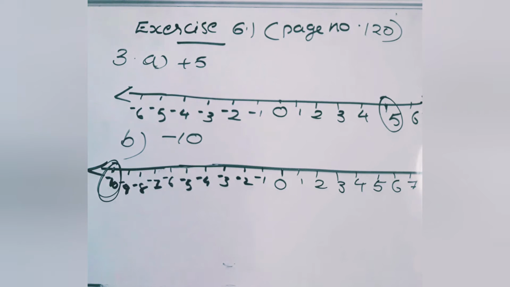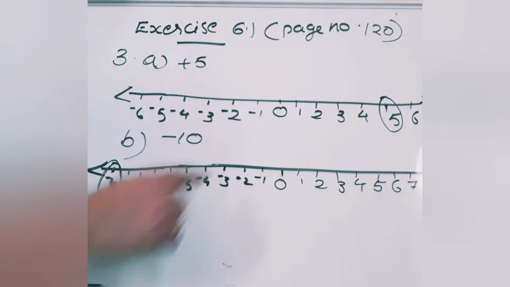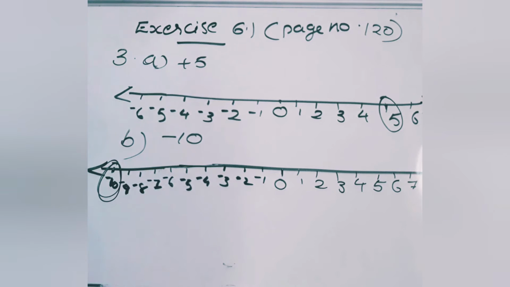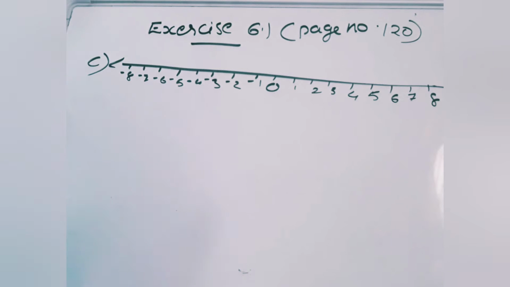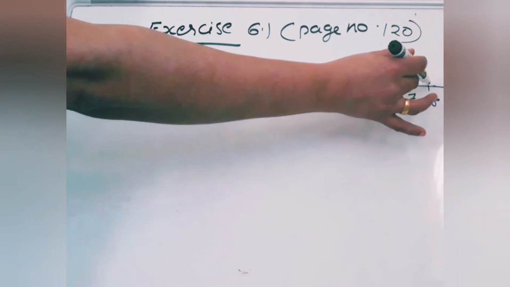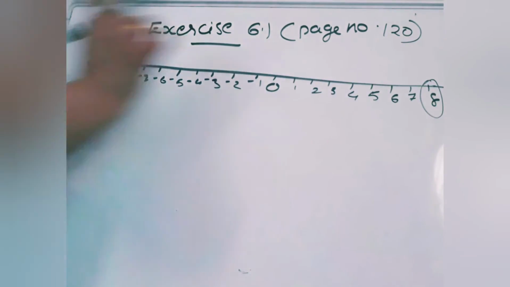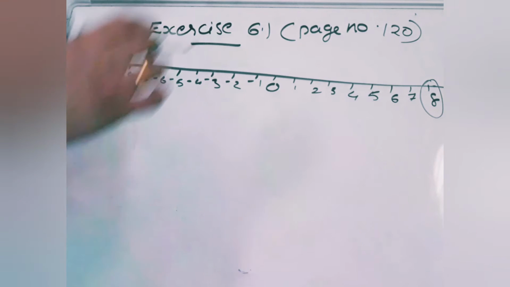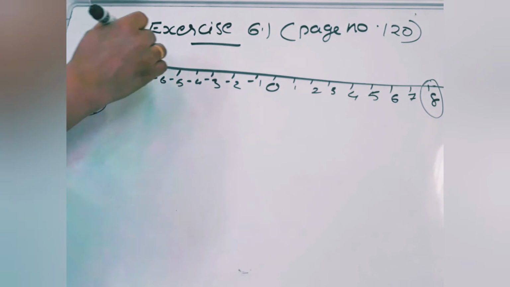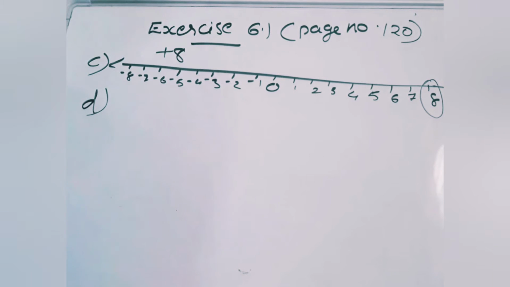So 1 and 2 we have already discussed, plus 5 and negative 10. Now we should show plus 8. I will draw another number line. See, I have already drawn the number line. Our question is plus 8, or positive 8. Positive 8 means it is here. So you have to circle it or put a cross. Done. So question C was positive 8.